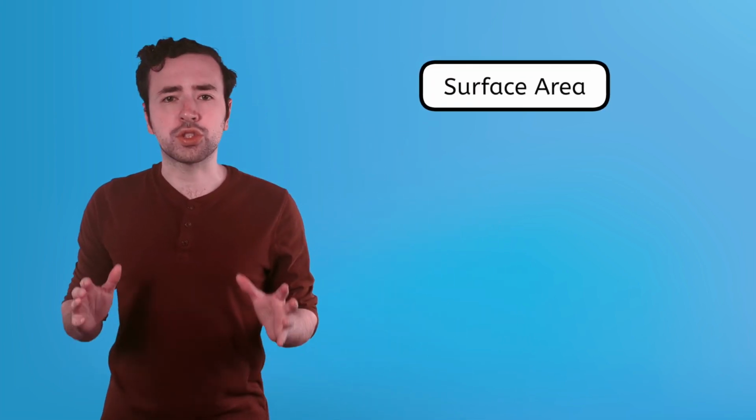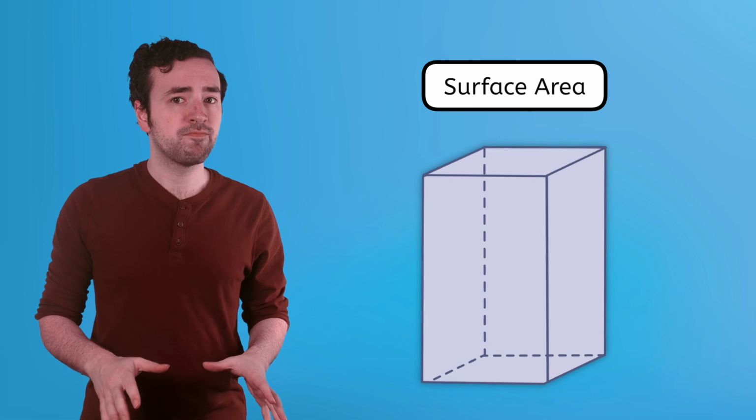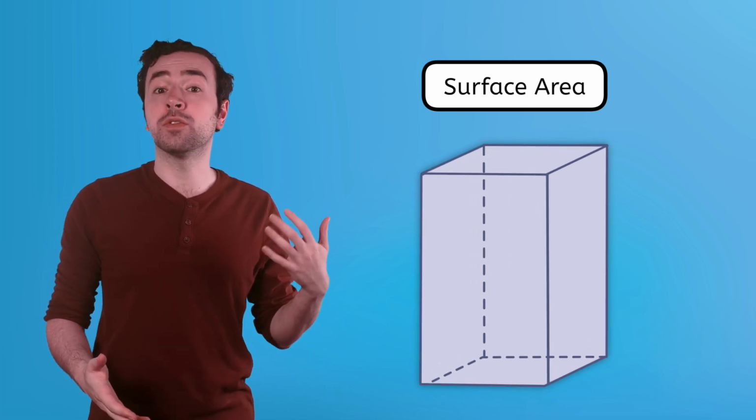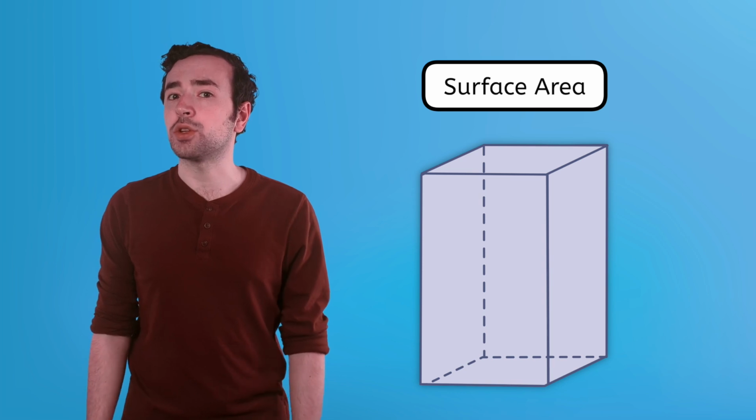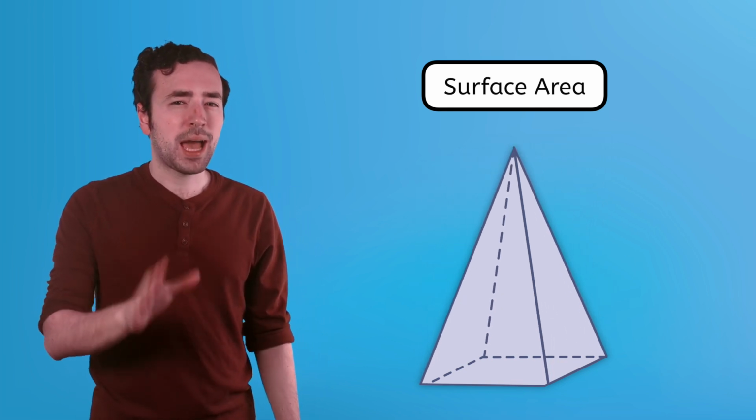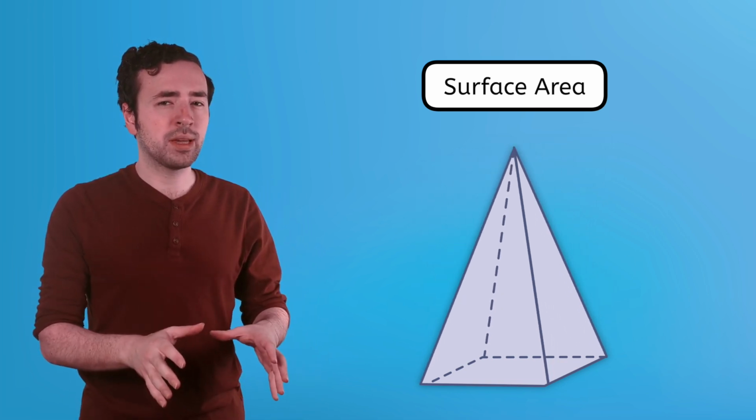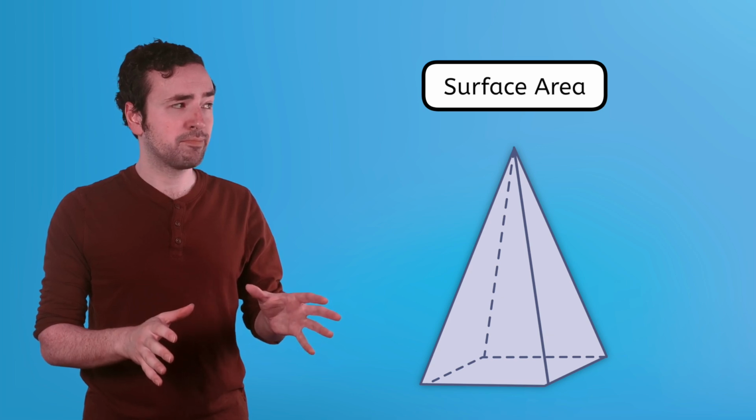Everyone, Justin here. In our last lesson, we calculated the surface area of prisms. This meant adding together the areas of two bases and lots of rectangles. Today, we're calculating the surface area of pyramids. How's the surface area of a pyramid different from that of a prism?